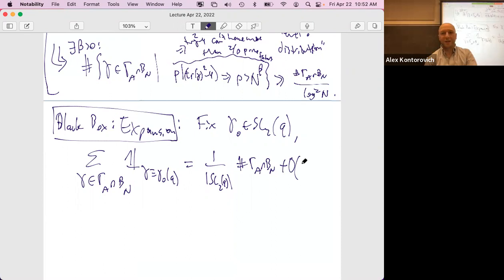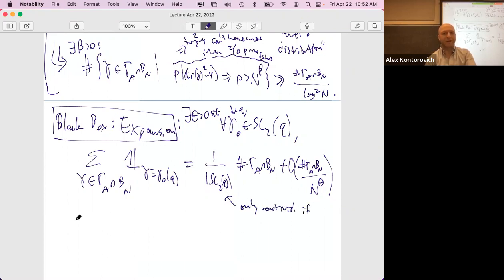which is of size, let's call it like this, number of elements in gamma in a ball, divided by some power n to the theta. So there exists a theta positive such that for all Q and for all gamma naught mod Q, we have this. So that we can count things. And now this is only non-trivial.